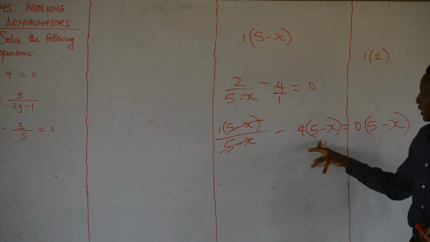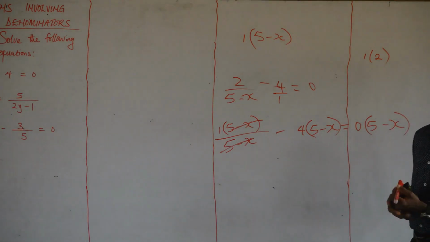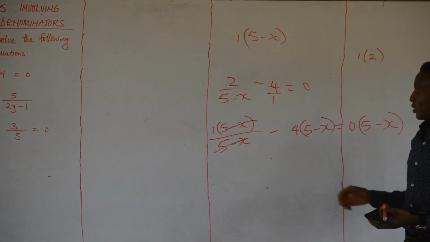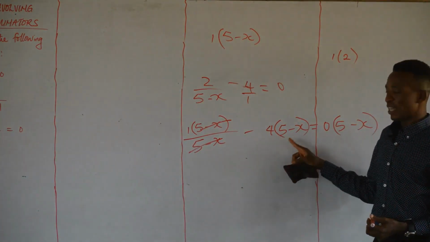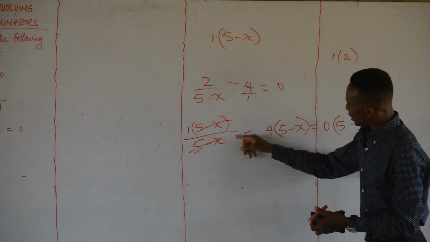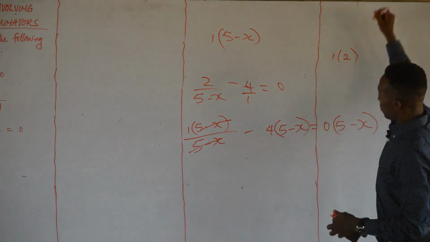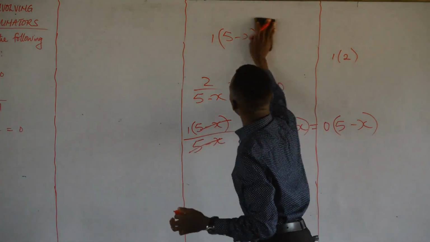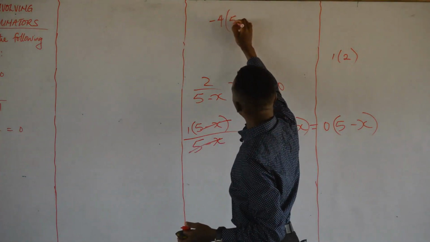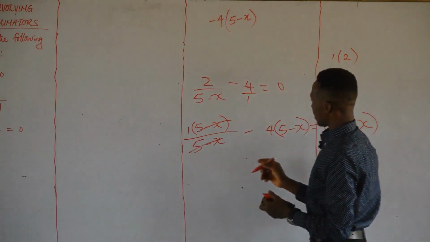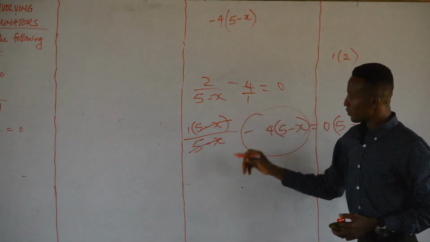So when I'm opening the brackets here, it's just like the way we multiply brackets when we're dealing with equations with brackets. In this case here, we're having minus 4 into bracket 5 minus x. If I'm extracting only this place here, that means I'll be having minus 4 into bracket 5 minus x. That means I've extracted only this place here just for me to solve.